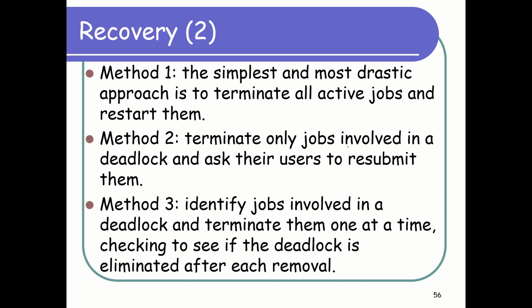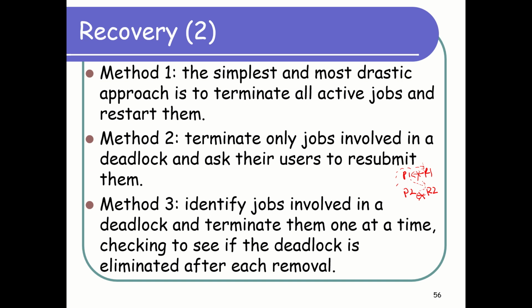Method number two: terminate only the jobs involved in a deadlock and ask the users to resubmit them. So like in the case of P1, P2, R1, R2: R1 is serving P1, R2 is serving P2, P1 wants to access R2, and P2 wants to access R1. So terminate only the jobs involved in the deadlock. You can terminate these and the deadlock will not occur, or the deadlock is removed.